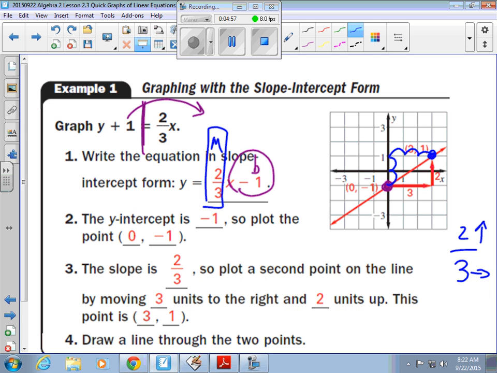Again, y equals mx plus b. All of y'all are accustomed to doing this with no problem.